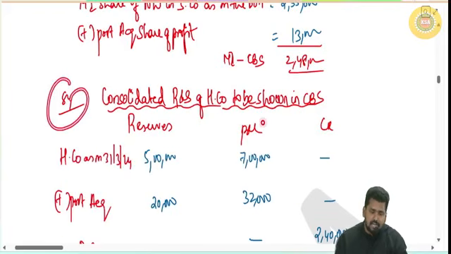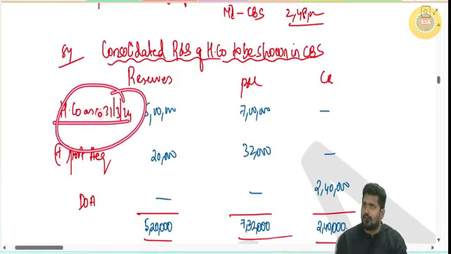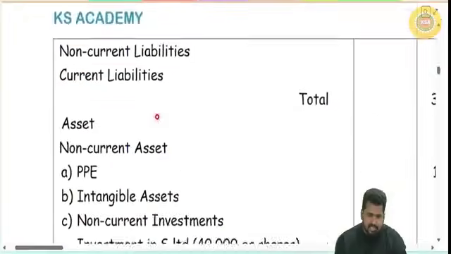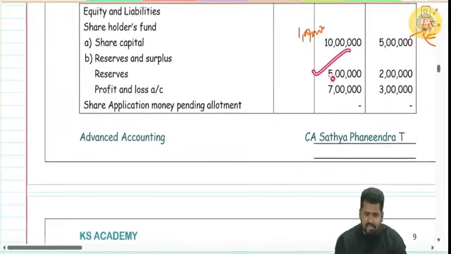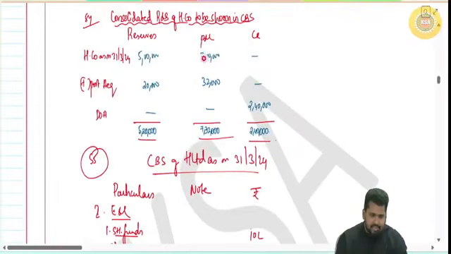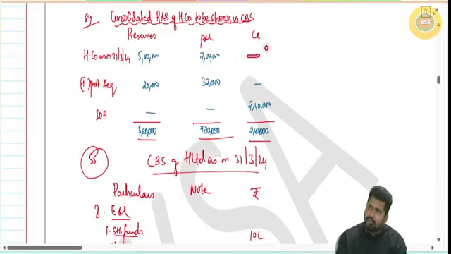Step number 4, consolidated reserves and surplus. Listen, how to do it very cleanly I will tell you. First, the holding company's value as on the date of the balance sheet, then the post acquisition share. Go to the balance sheet and check what is the holding company's value we are having. Holding company's value, how much? 5 lakhs and 7 lakhs. Take that value first. Clear? Capital reserve balance, holding did not have. If you are having, take that also.